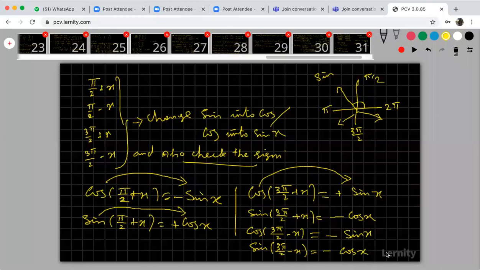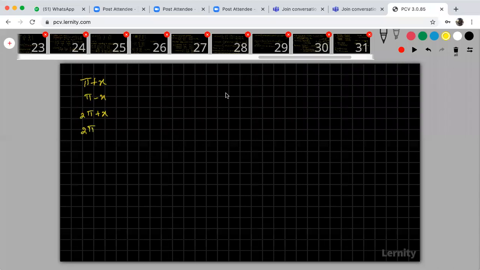Okay, sir, you are explaining for pi by 2 and 3 pi by 2, sir. What about pi and 2 pi? Yeah, I will explain pi and 2 pi. So that is pi plus x, pi minus x, 2 pi plus x, 2 pi minus x. Okay, no change. No change means the function, sine means sine, cos means cos.